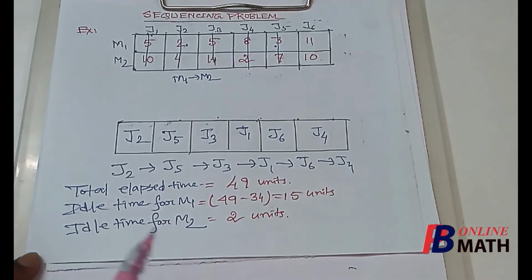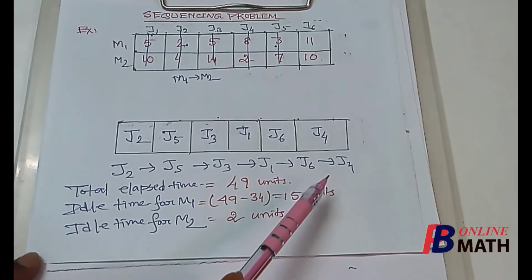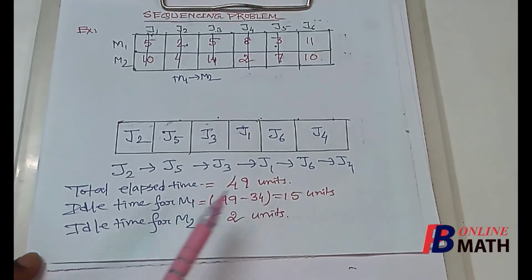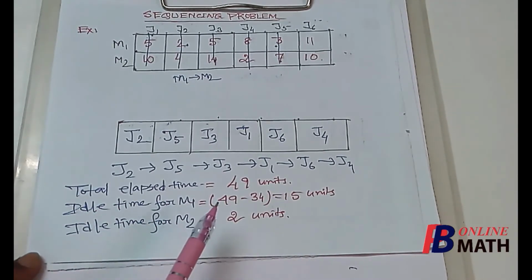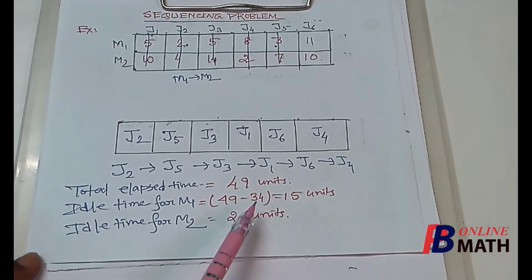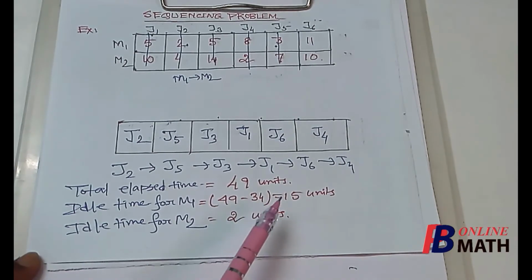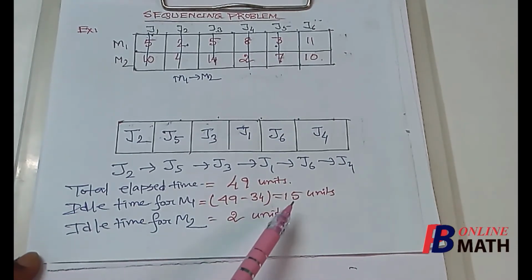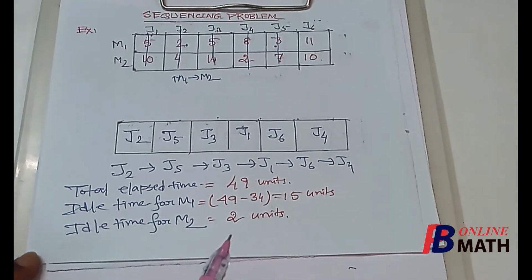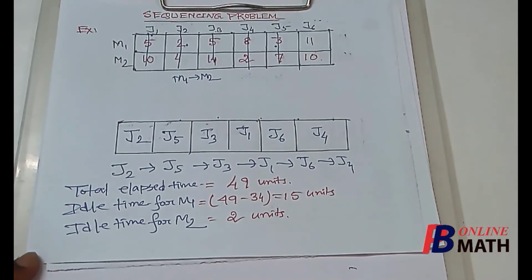So we write the final answer. This is the optimal sequence of jobs. Total elapsed time is 49 units of time. We have already obtained this from the table. Now the idle time for M1 is the total elapsed time minus the time required to process all the jobs on machine M1, which is 34. So the machine M1 remains idle for the last 15 units of time, and for the machine M2 the idle time is 2 units. Therefore the machine M2 remains idle for the first 2 units of time. We have already obtained this from the table. So that completes the solution.